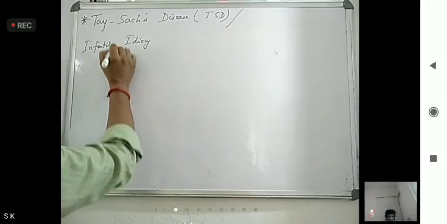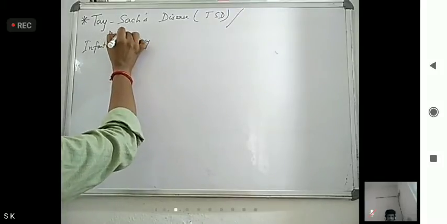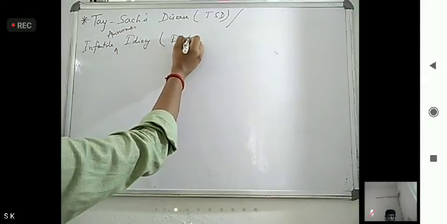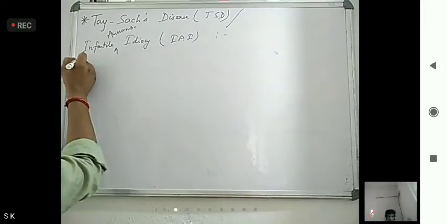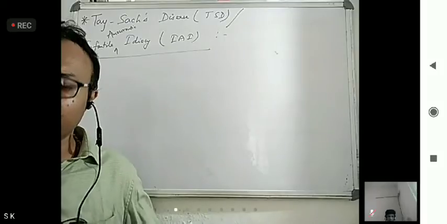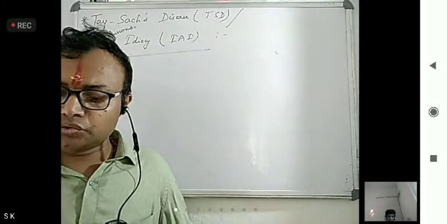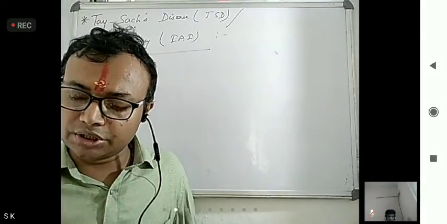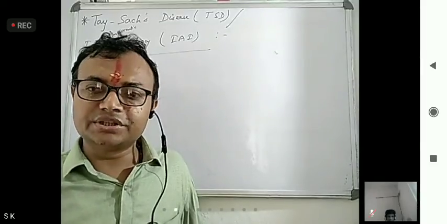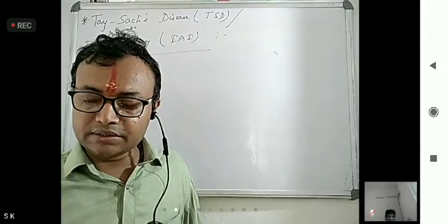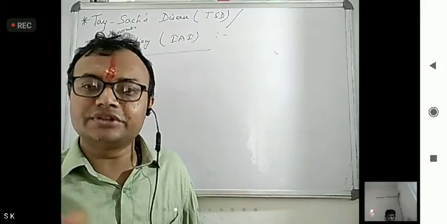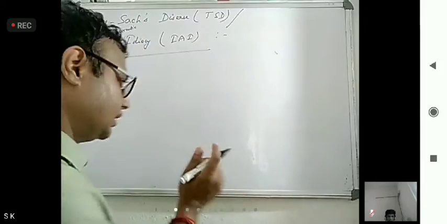Infantile idiocy or amaurotic idiocy. So, Tay-Sachs disease or infantile amaurotic idiocy. This is also a recessive autosomal disorder. And here what happens? Deficiency of beta-N-acetylhexosaminidase enzyme. Okay, so what I told?